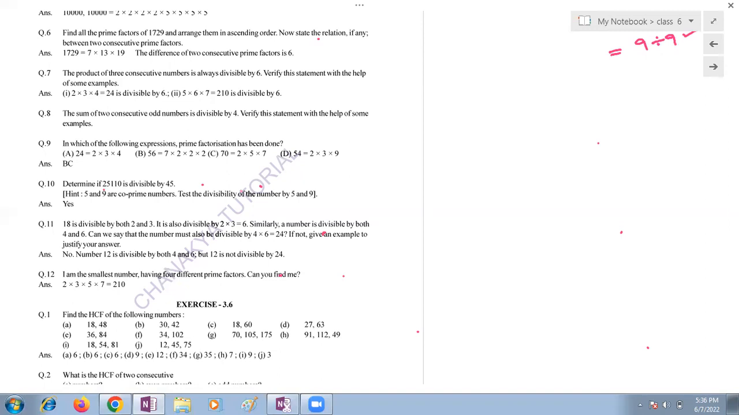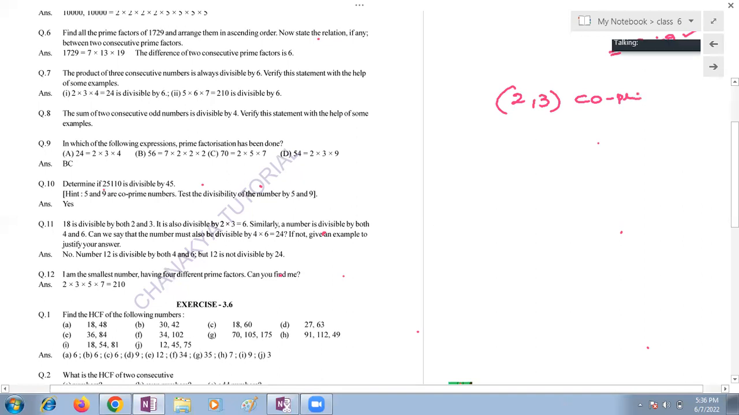Is it true, children? Is the 4 rule true, the 6 rule true? Is it divisible? Who said yes? 2 and 3 are co-primes. But the product is also divisible. 2 into 3 is 6. Yes, ma'am, 6 is also true.